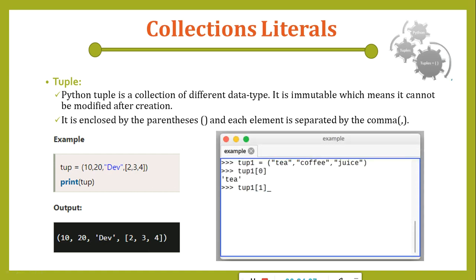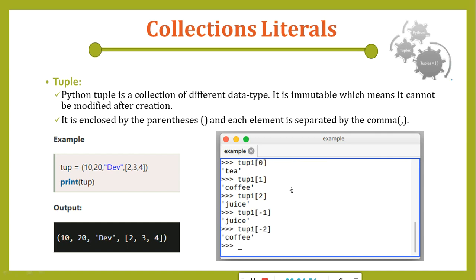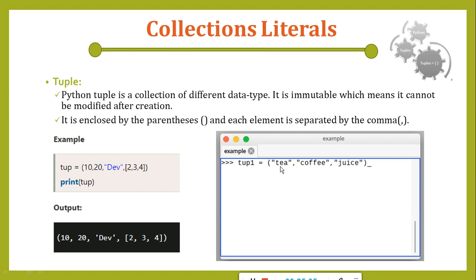Here is one small program in front of us. What does it say? We have a tuple1 which contains tea, coffee, juice. These are three different strings within a tuple. If we print tuple1 at 0, the 0th position has tea, so it prints tea. At the first position there is coffee, so it prints coffee. Likewise, we have indexing for tuples as well. At the 0th index tea is there, so we can access it.